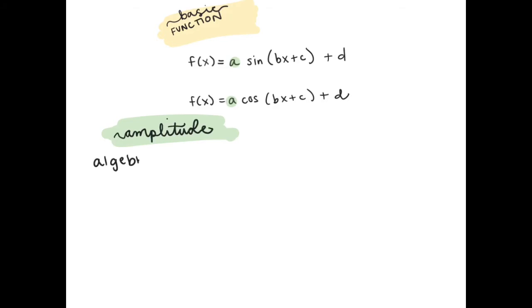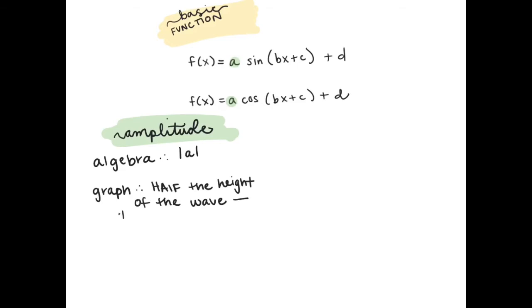So my amplitude algebraically is the absolute value of A. That's nice, right? Amplitude, A. Graphically, it's going to be half of the height of your curve, which I know can be kind of confusing. So another way of thinking about it is it's the curve height from the x-intercept to as high as you can go. It also could be from the x-intercept to as low as you can go. That's going to be amplitude.